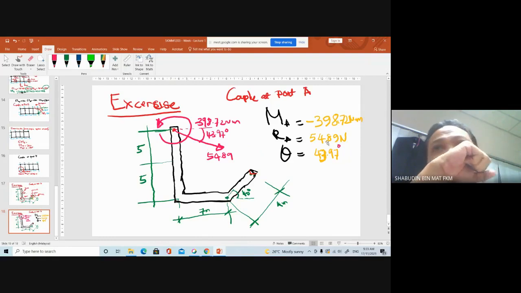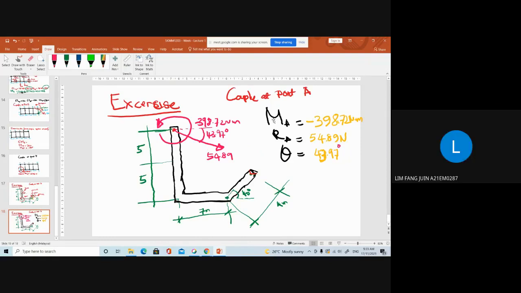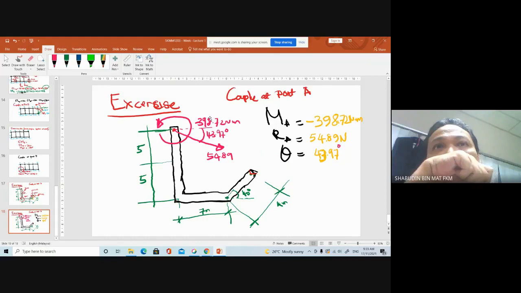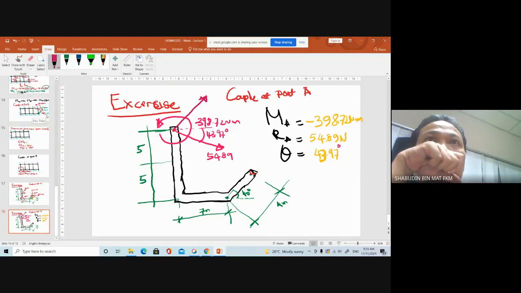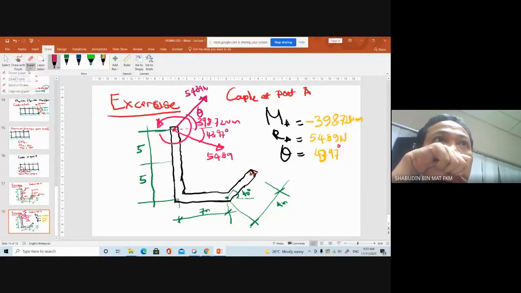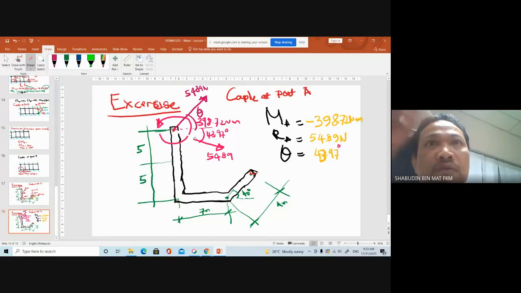The arrow should be above the x-axis, right? Yes, above. So R is 54.89 Newton, and this is your theta. I thought you would get the same as what we did in the previous example.